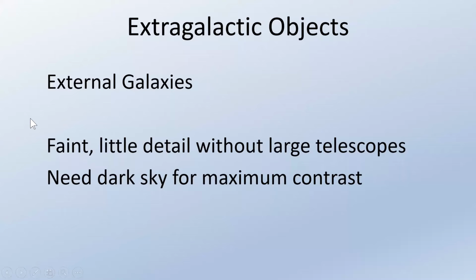Finally, the last thing we're going to talk about is external galaxies, which are very faint, and you just don't see much detail unless you have a large telescope. I'm talking about 12-inch telescopes and larger. You also need a dark sky for maximum contrast, and we don't have dark skies around here. You need to travel to a dark sky location, which means getting at least 50 to 60 miles away from a large city.